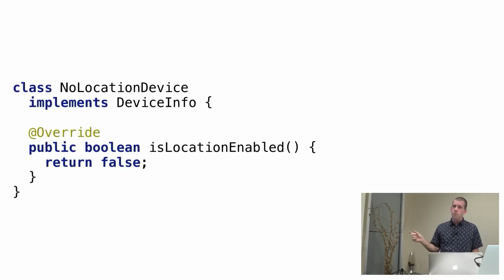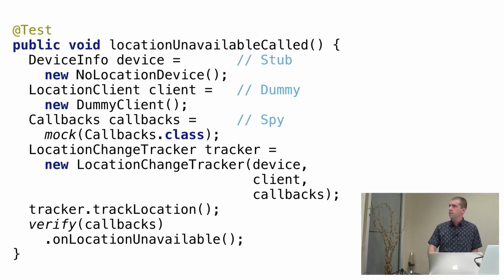The device part, where we check if location is enabled, we want to test that onLocationUnavailable is called when location is not enabled. So we can pass in a stub. This is a hand-coded stub that returns false. So that's pretty simple, and this is what our test looks like. Sorry, that's a lot of code. I'll walk you through it. DeviceInfo, noLocationDevice is the stub that I just showed you in the previous slide. The dummy client is the thing that throws that we don't use at all.